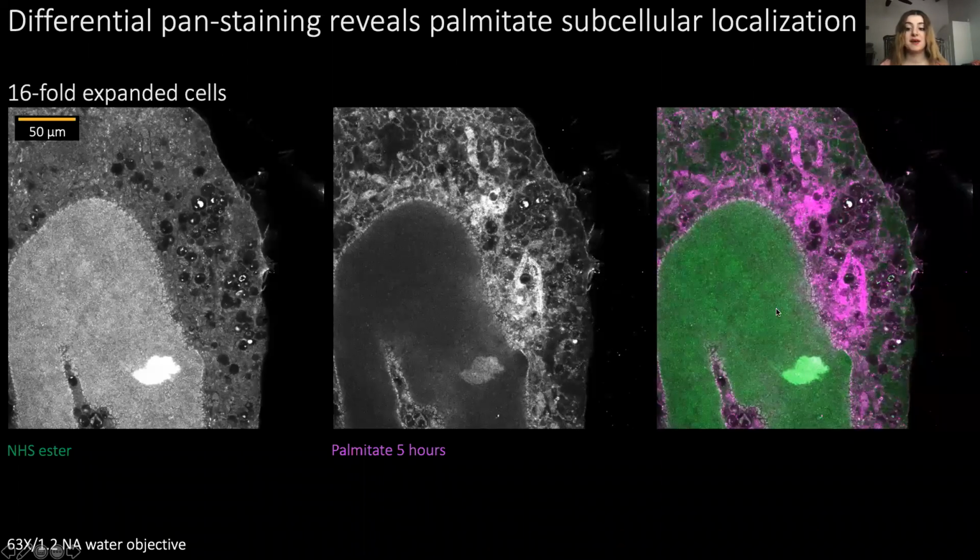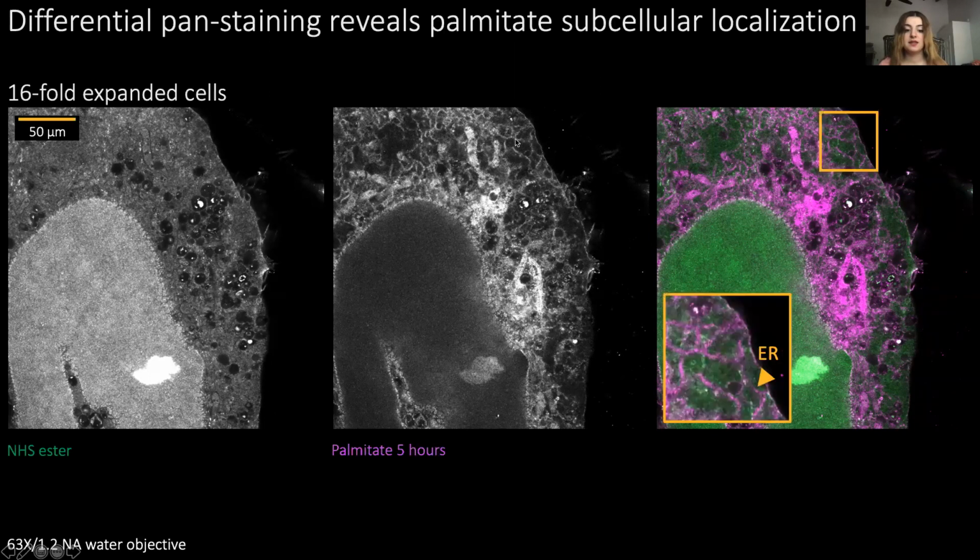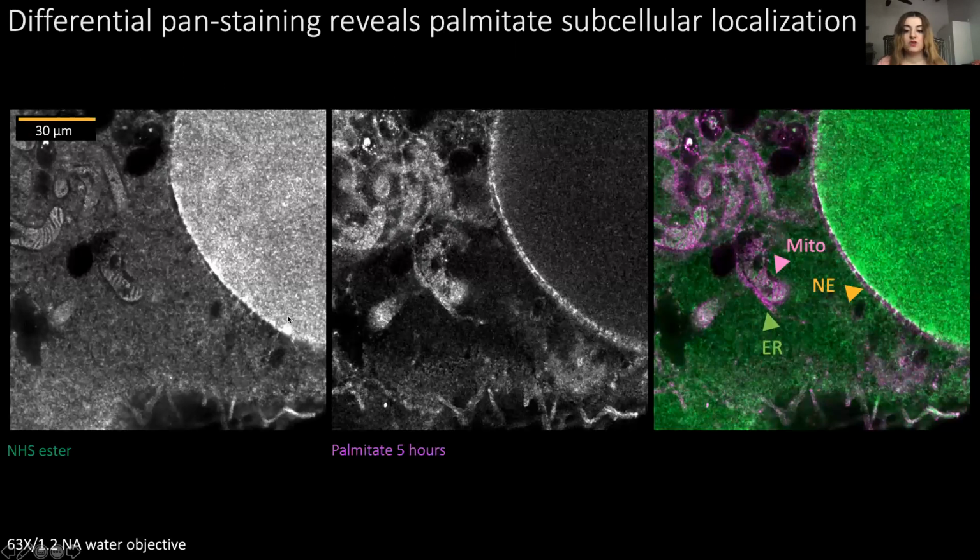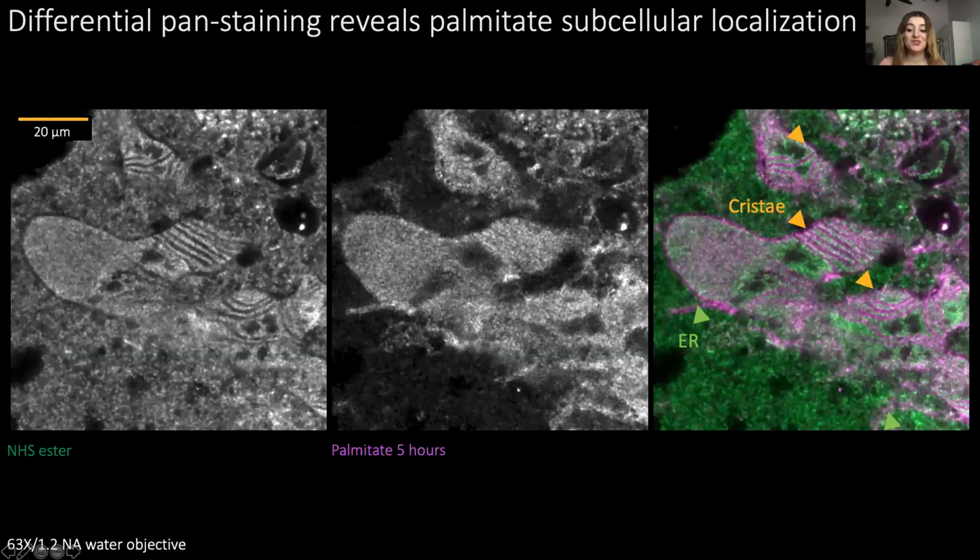However, in cells that are expanded 16-fold, we can see how palmitate is localized to mitochondria, to the Golgi apparatus, and to ER tubules as well. In this more zoomed in overview image, you can also see how palmitate localizes to the nuclear envelope, the ER here, and mitochondria as well. If we zoom into mitochondria, we can see that palmitate nicely labels the membranes of cristae, as well as ER tubules nearby. And this is an overlay, and you can see this beautiful striped pattern.